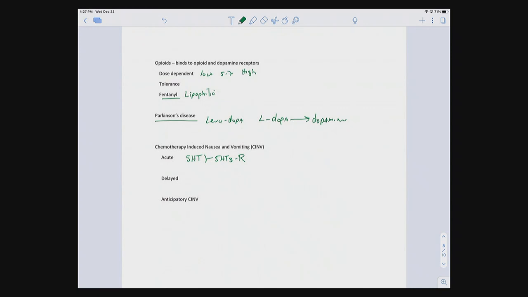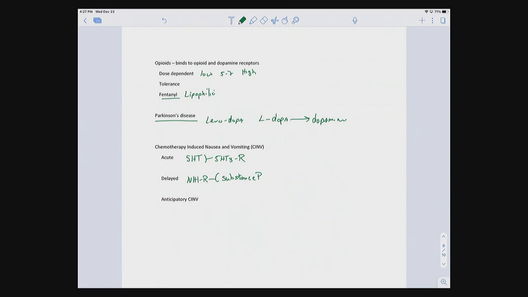For the delayed, that seems to be a substance P issue. So we're going to have NK1 receptors, and then you're going to have substance P binding to them. So delayed, acute, different mechanisms for that. And we'll talk more about this when we talk about the antiemetics, because you have to use one drug to treat the acute phase, and a different type of drug to treat the delayed phase.